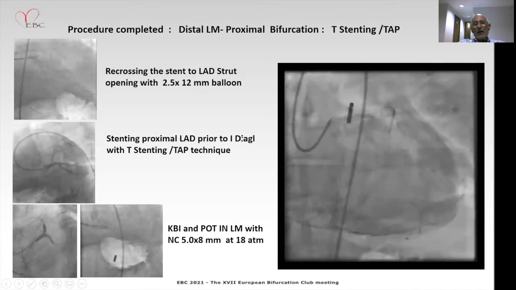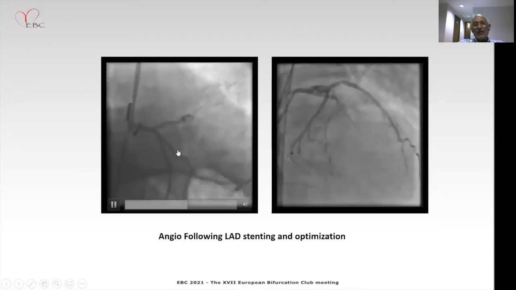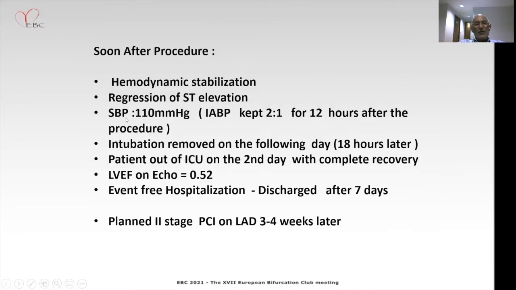stenting proximal LAD prior to first diagonal with TAP technique, which was optimized by kissing balloon inflation, and final POT with 5.0 balloon at 18 atmosphere in left main. And this was the final angiographic result. Soon after this procedure, hemodynamic stabilization was restored, ST elevation regression was obtained, spontaneous systolic blood pressure was 110, and intra-aortic balloon was kept 2-to-1 for 12 hours following the procedure.